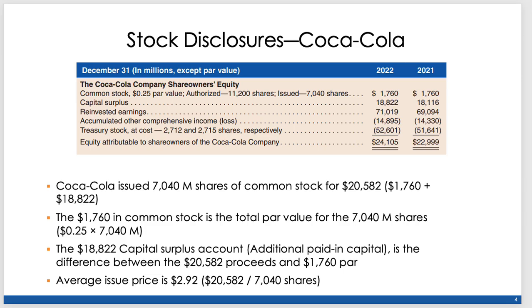Right, and so you can see here they report a capital surplus, reinvested earnings, right, accumulated other comprehensive income. Again, we'll talk about that in a future deck. Some shares still held in treasury at cost, right, and therefore the equity attributable to shareholders of the Coca-Cola company summed up for 21 and 22.